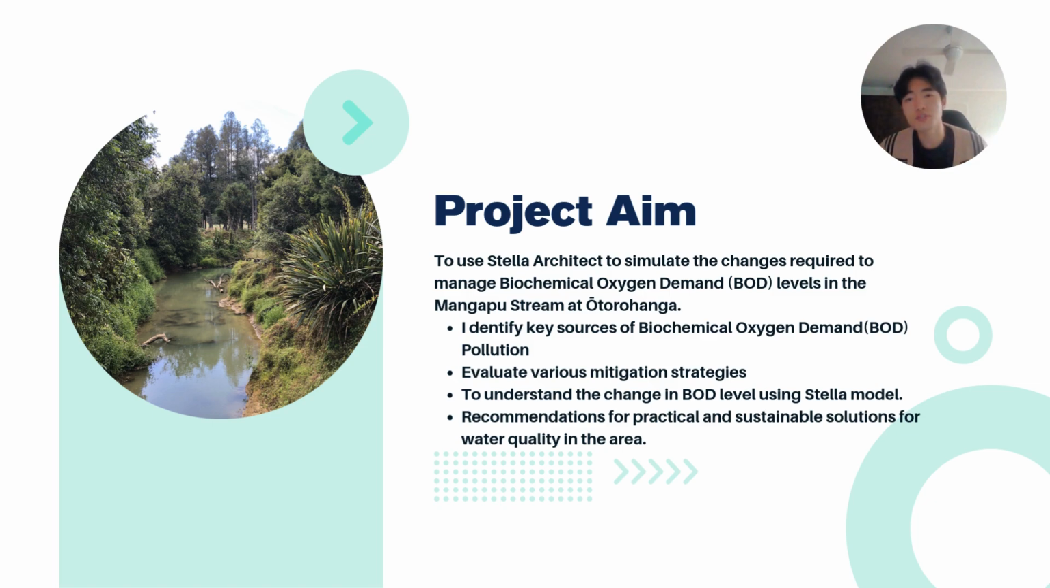To begin, this project focuses on understanding the biochemical oxygen demand, the BOD levels, in the Mangapu Stream at Otorohanga. Using the Stella models as recommended in the project brief, the primary goal of the project is to determine the level of treatment required and to support urbanization in the area. Currently, the stream is not used as a drinking water source, but this research aims to assess what level of treatment will be necessary to make the water that we actually see a safe water for human consumption. Throughout the presentation, I will be walking you through the key steps and the layout of the project.